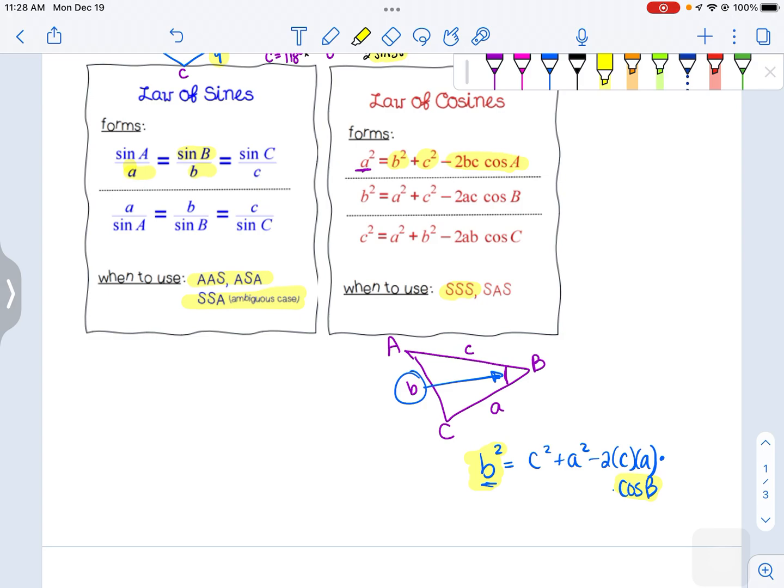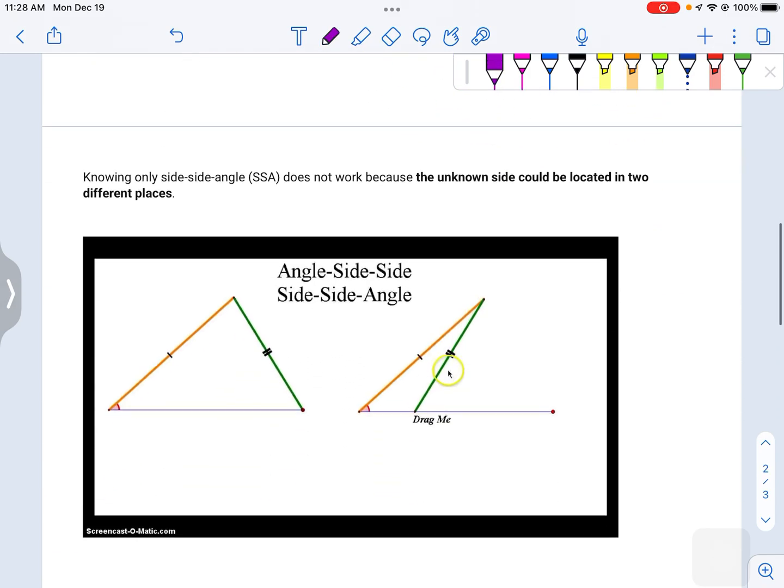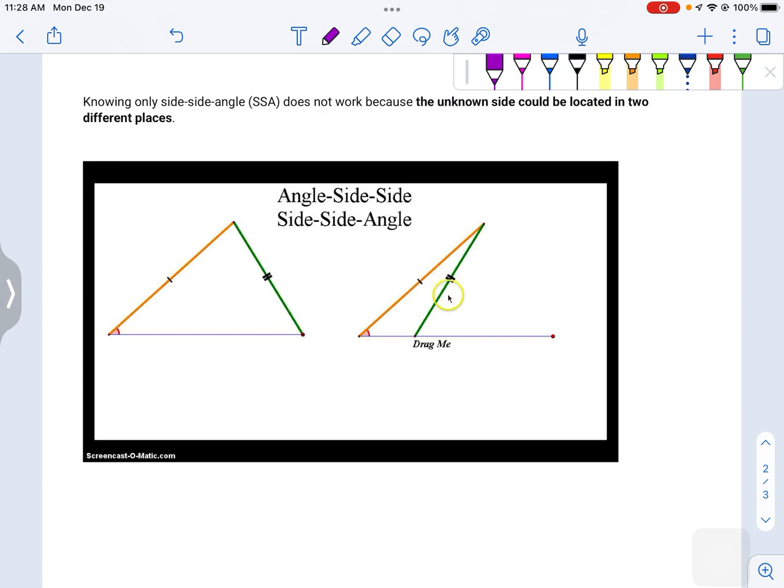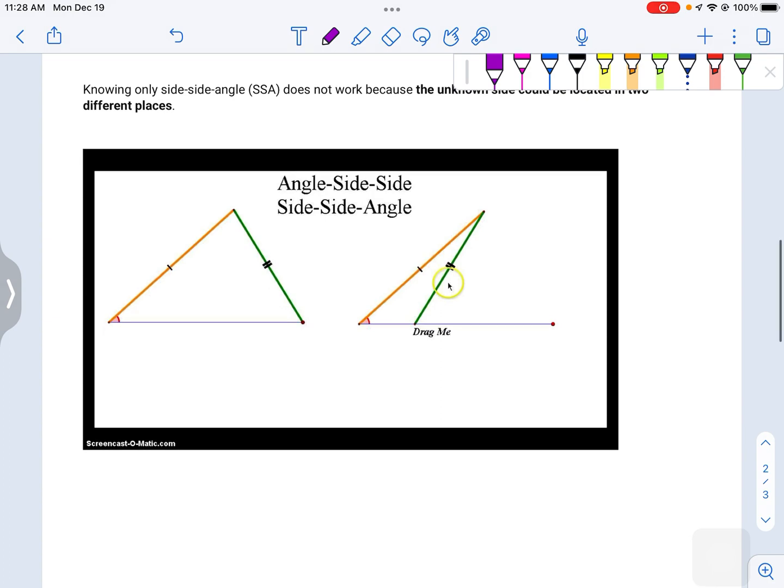Okay. The last one I wanted to talk about before I do some examples is the ambiguous case and when to use it. You only have to check if it's ambiguous when you have side-side-angle. Knowing only side-side-angle doesn't work because the unknown side can be located in two different places. So here's a little diagram for you. Notice that if we have a triangle and you have your angle here, if you have side-side-angle, notice the second triangle still has side-side-angle, but the triangles are not congruent anymore. This angle up here is not the same, and this side is not the same. And so we have two separate answers.